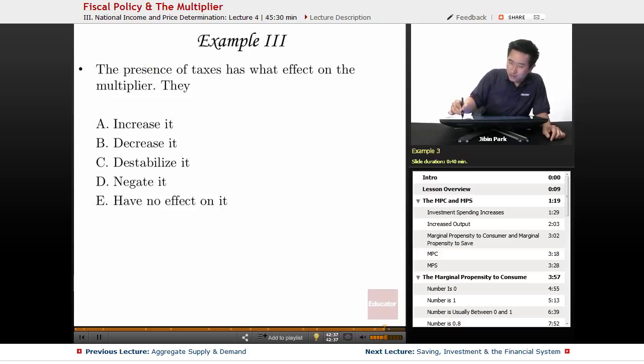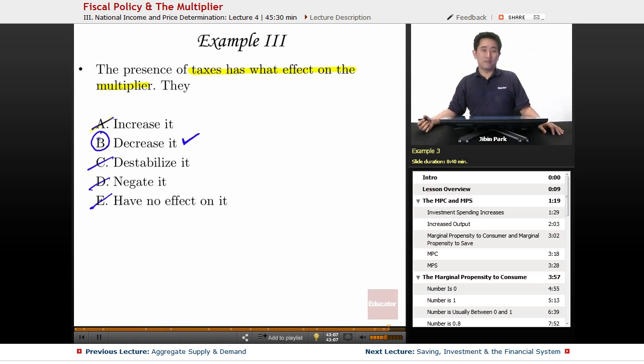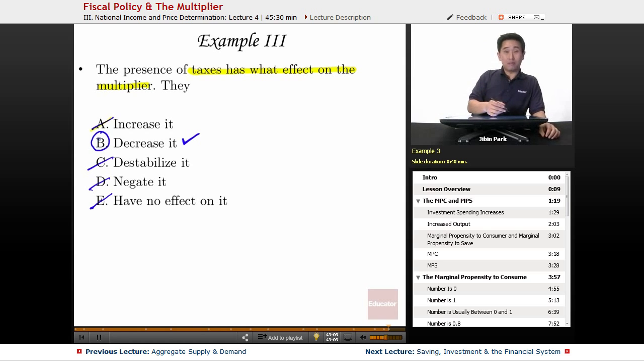The presence of taxes has what effect on the multiplier? Does it increase the effect of the multiplier? It actually does not. Does it decrease it? It does, so this seems like the correct answer. Does it destabilize it? No. Does it negate it? No. Does it have no effect on it? No. So basically, when you have higher taxes, it's going to decrease the impact of the multiplier.